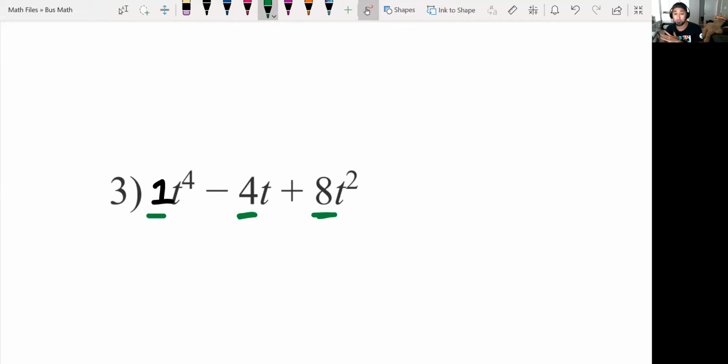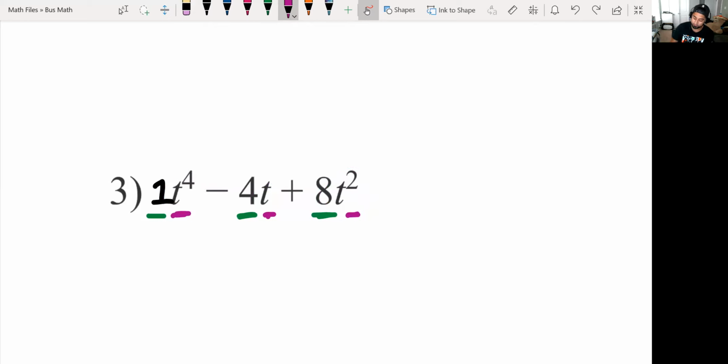We cannot take any numbers out this time. So once you've looked at the numbers, and if you can't factor anything out from 1, 4, and 8, then we move on to the variables. So now we look at t to the fourth, t, and t squared. When you're factoring variables, you want to know what is the biggest power you can take out. Well, the only thing I can do here is factor out a t. That is it. T to the first is the biggest power of t I can take out.